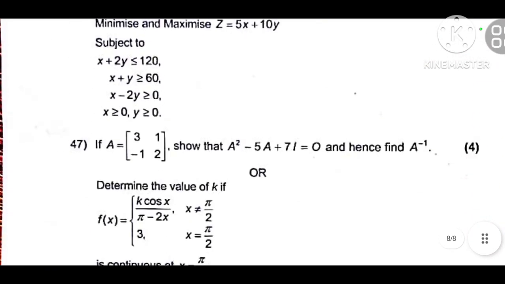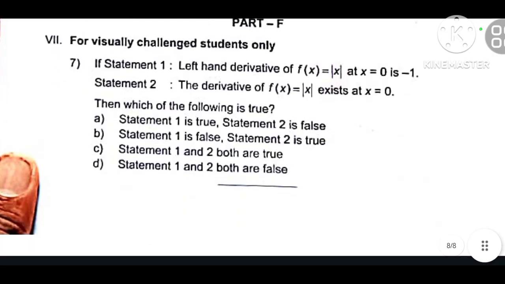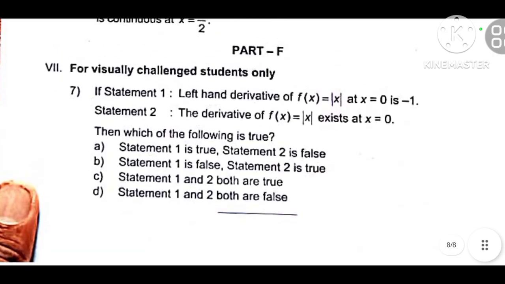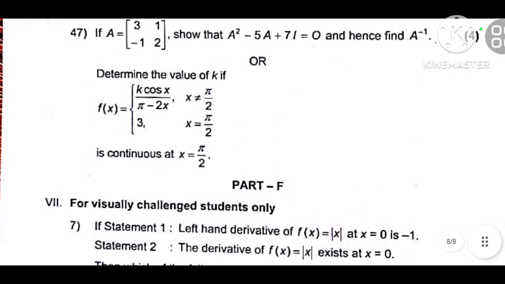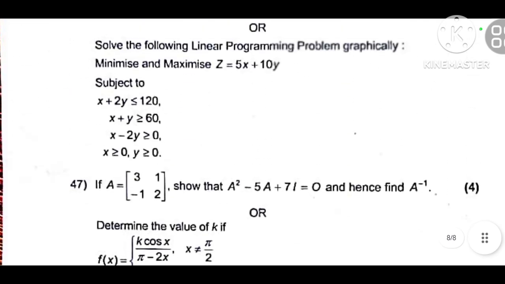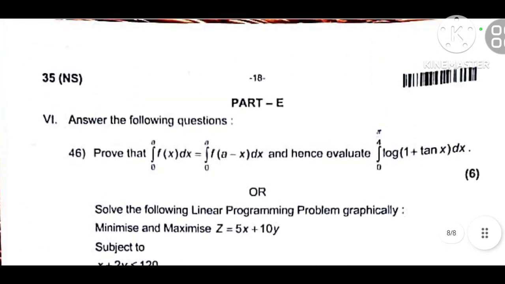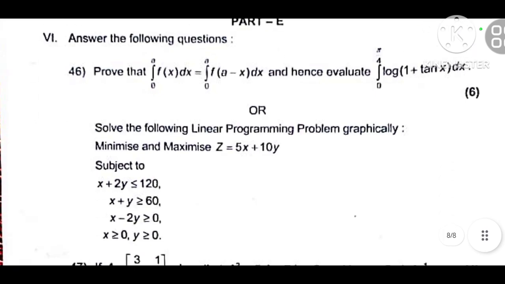This is the end of the question paper. Note that part F is for visually challenged students, meaning it is only for disabled students. So for the physically fit students, question number 46 is the last. Part E is the last.